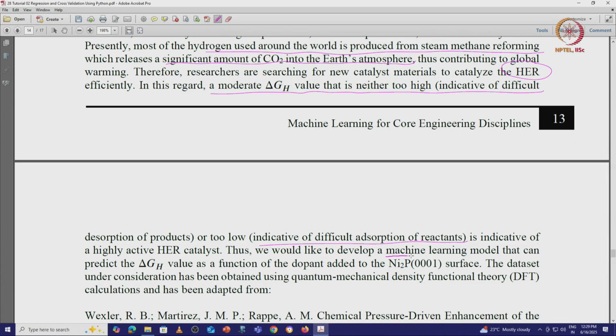So we want to develop an ML model that can predict this value as a function of the dopant added to the surface. This type of problem is very important from the perspective of the core engineering disciplines. Although we are talking about materials design or catalyst design here, I am sure you can think of some good examples in your specific discipline or domain which will require you to predict the performance of a material, a device, or a process that you would like to optimize.